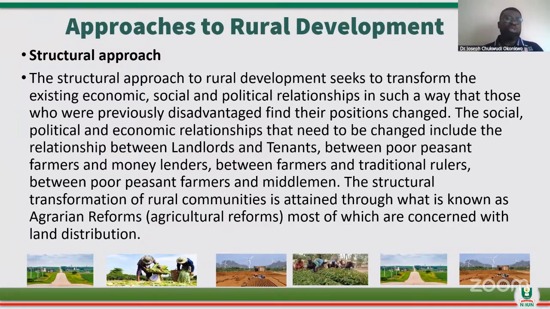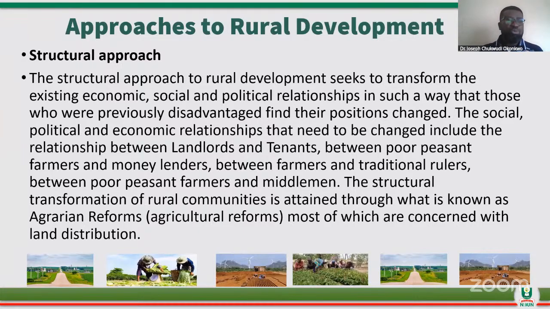Now, the social, political, and economic relationships that need to be changed include the relationship between the landlord and tenant, that is maybe the farmer and the landowner, between the landlord and tenant in terms of commerce, between the poor peasant farmers and land and money lenders that give them money, between the farmers and the traditional rulers, between the poor peasant farmers and middlemen that transact business with them. Probably the middlemen that help them bring maybe the insecticide, the herbicides from the cities to the village environment.